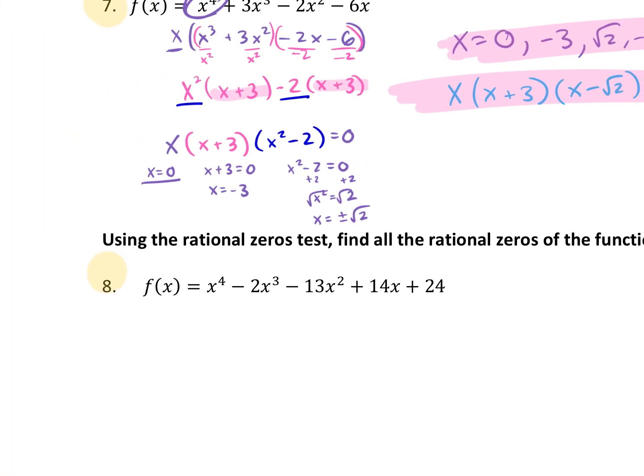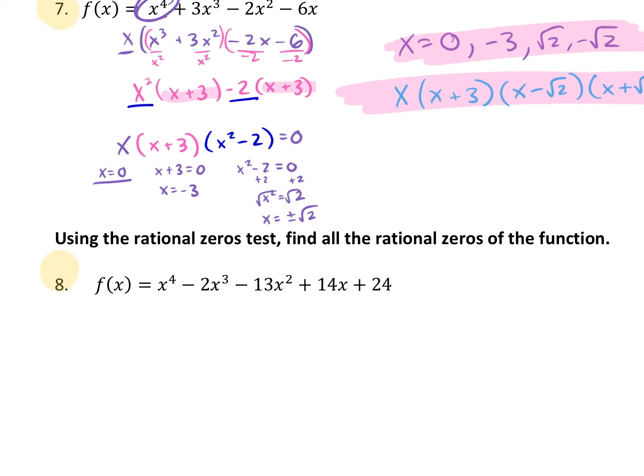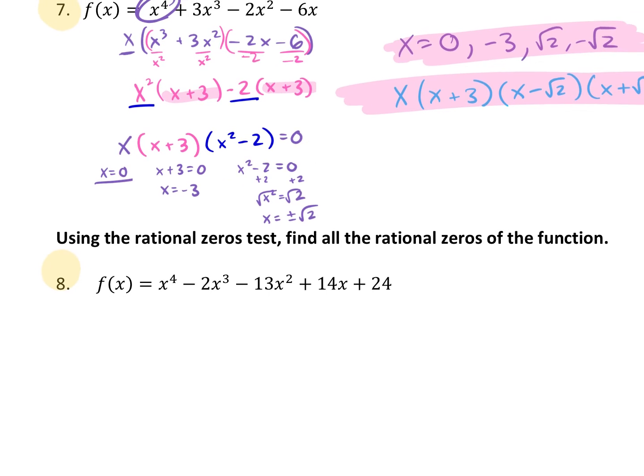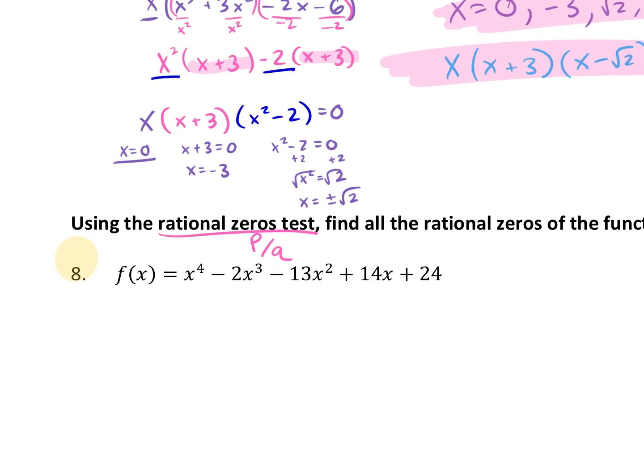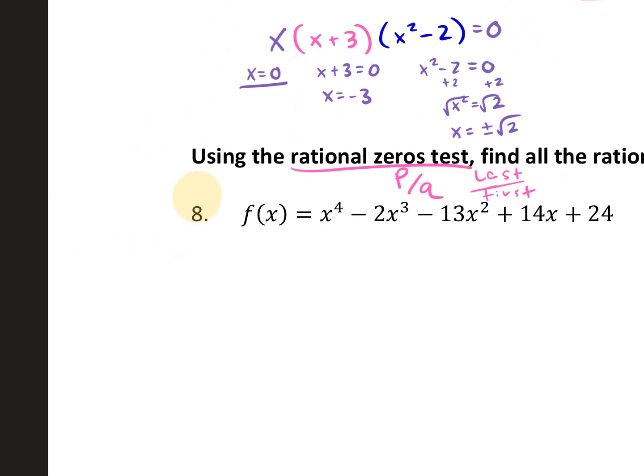All right, for number 8, we are using the rational zero test to find the rational zeros of the function. So our rational zero test is P over Q. So that is last over first. So what are my factors of 24? 6 and 4. 1 and 24. 2 and 12. 8 and 3. I think that's all of them. And then what are factors of 1? Just 1.